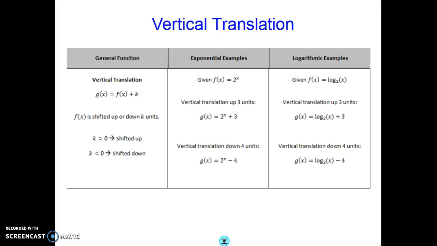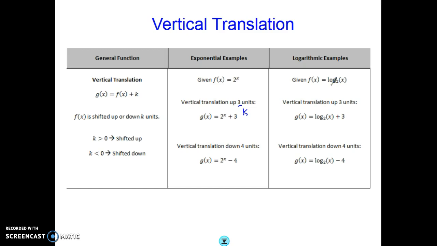So if we look at a couple examples for exponentials, we'll again start with a parent function of 2 to the x. If we want to translate up 3 units, we just add on a plus 3 at the end, right? This 3 is our k value. If we want to shift down 4 units, well, instead we just do minus 4, because it's down. For logs, it works out pretty similarly again.